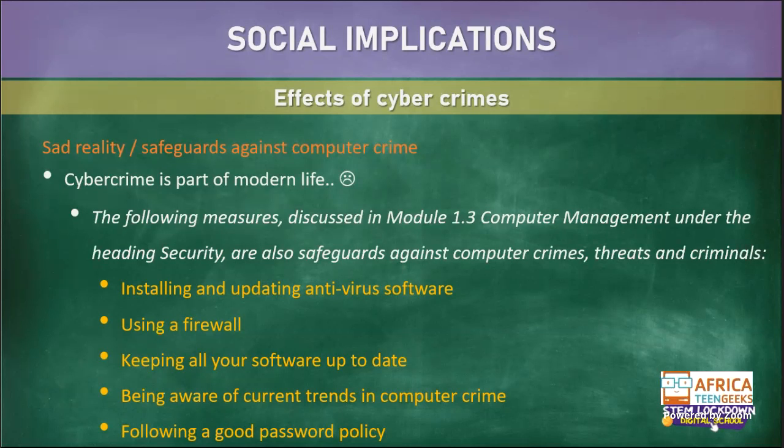The second thing that needs to be done in order to safeguard against cybercrime is to use a firewall. And a firewall, as we discussed in the previous lesson, prevents unwanted programs that want to infiltrate your computer, your system. So firewalls need to be used in order to safeguard against problems related to cybercrimes. Then the software needs to be kept up to date.